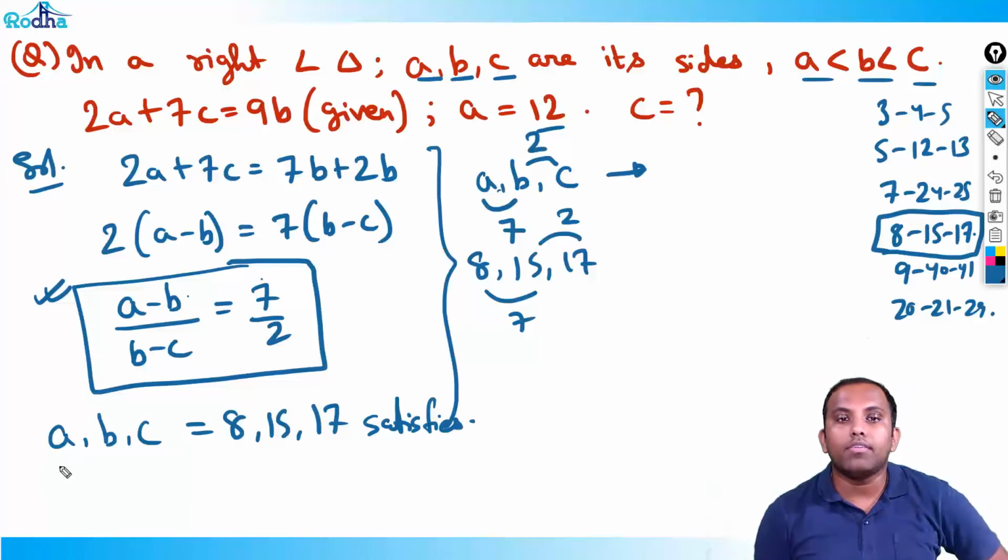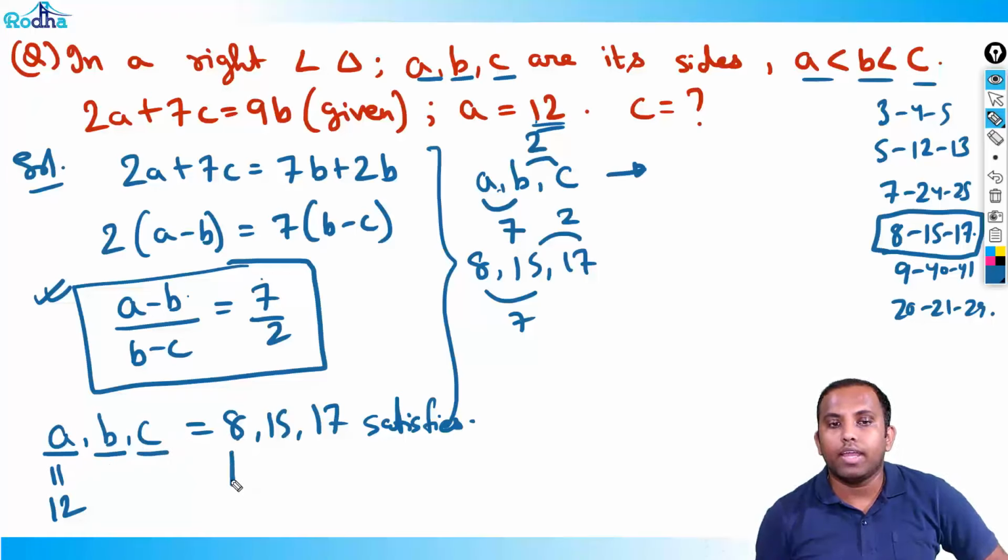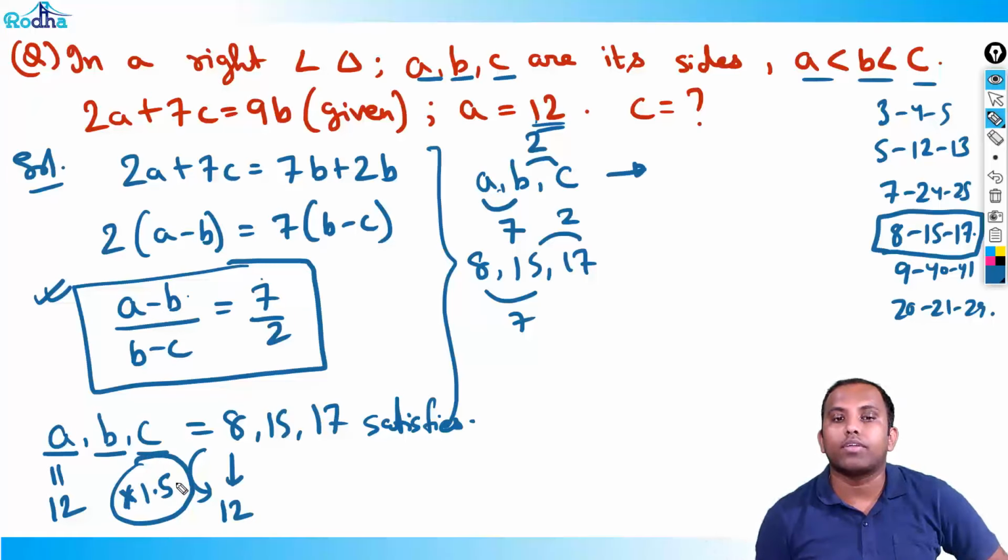Now you know that it is given that A is equal to 12, right? So what I can do is put the value of A as 12 here, but simply it is like A, B, C is the 8, 15, 17 triplet. Now since A equal to 12, instead of 8, A is 12. That means this triplet is what? This triplet is 1.5 times the original, multiplication into 1.5.